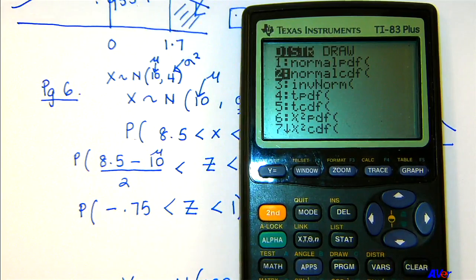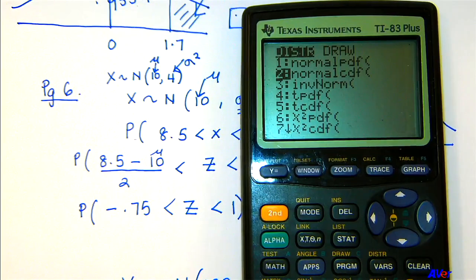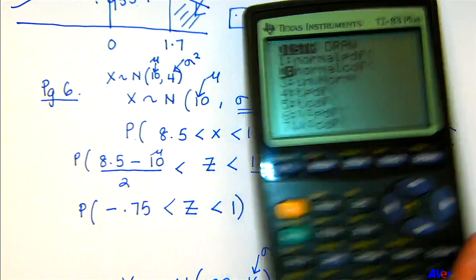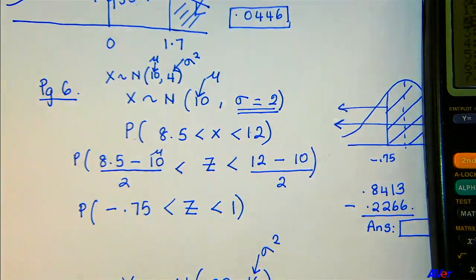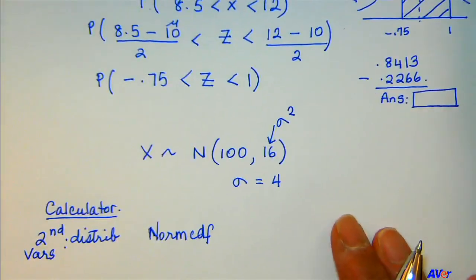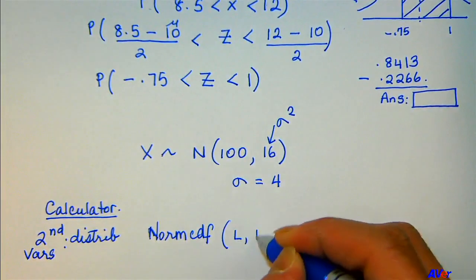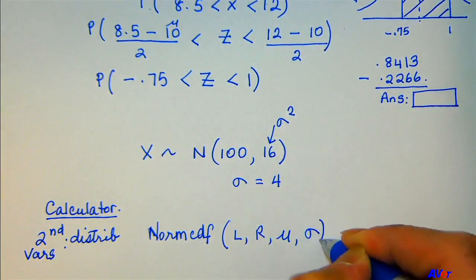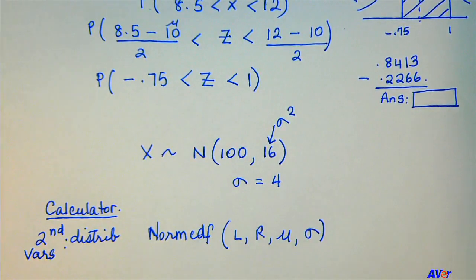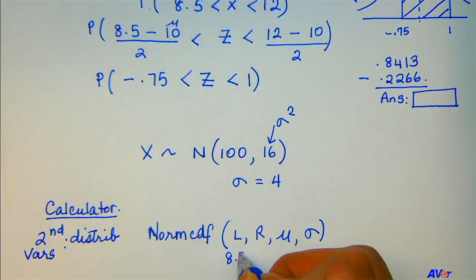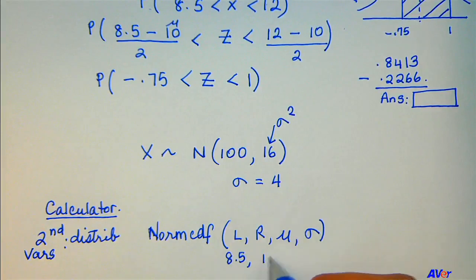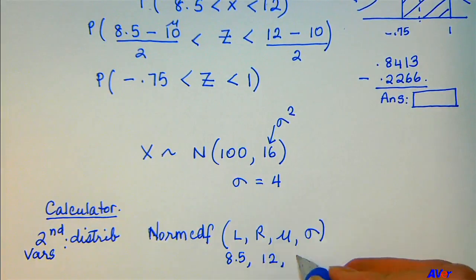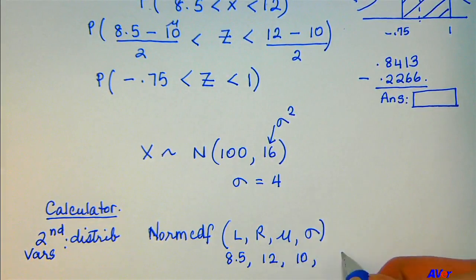So second distributions, meaning second VARS, which brings you to distributions. And then you pick norm CDF. The norm CDF takes left, right, mu, sigma. So the left endpoint is 8.5. The right endpoint is 12. Mu is 10. And sigma is?